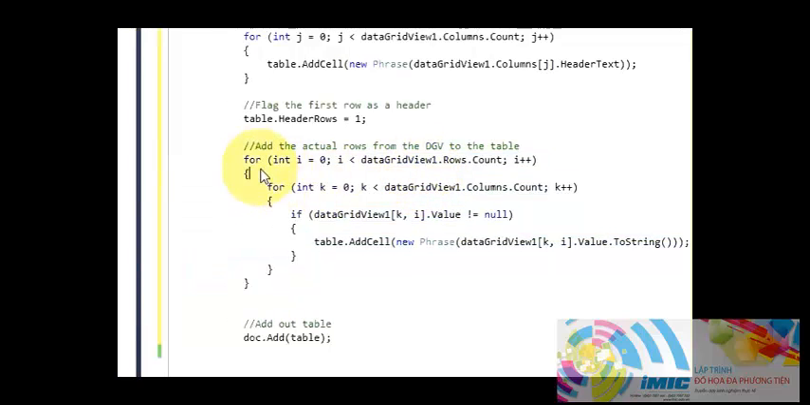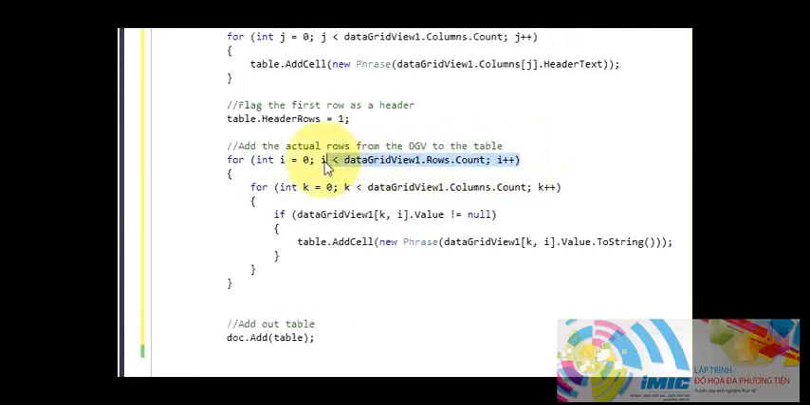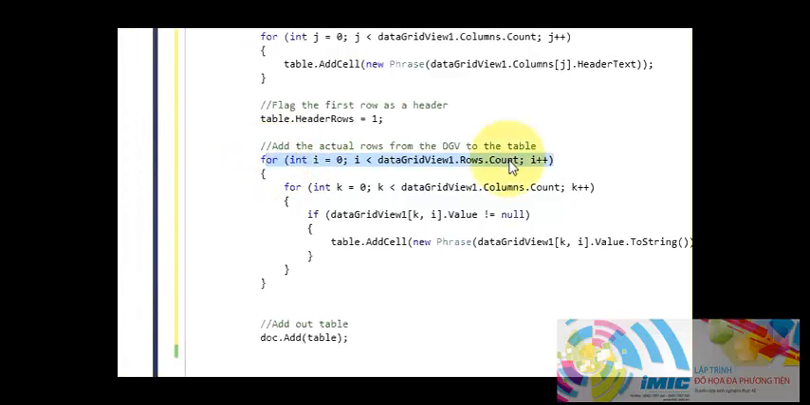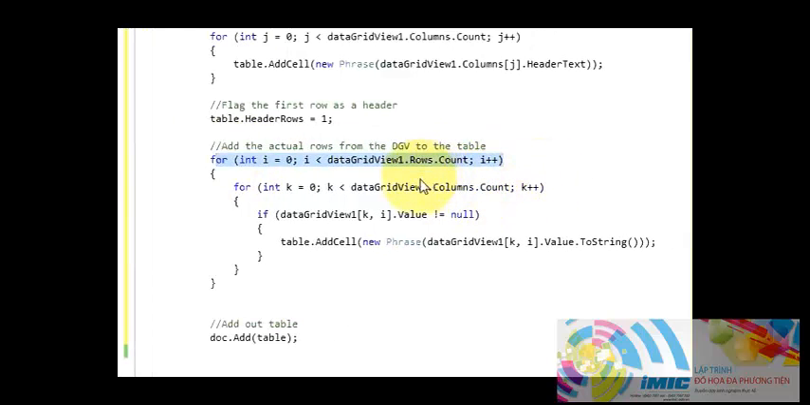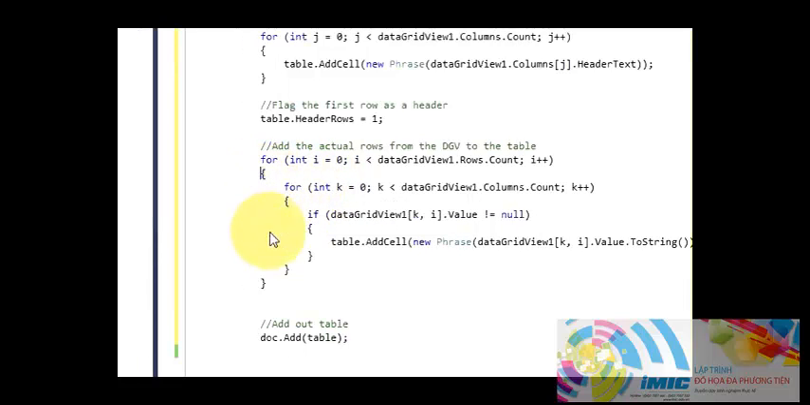Okay, so write for int i = 0; int i < dataGridView1, which is the name of the DataGridView, .Rows.Count; i++. So this for loop is counting the rows and placing it into the loop. And in the next loop, write for. So there are two for loops, one for loop, and inside that there is a second for loop.